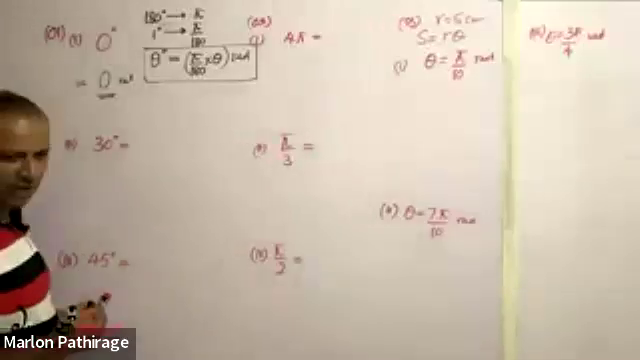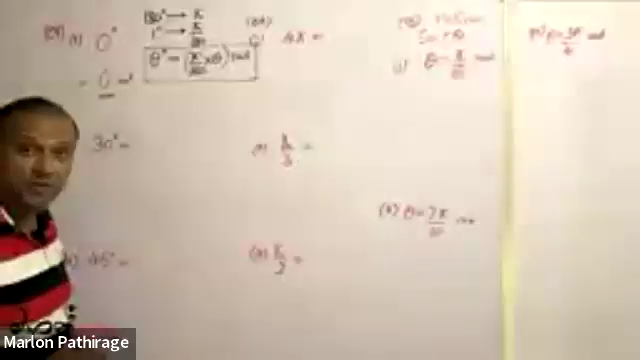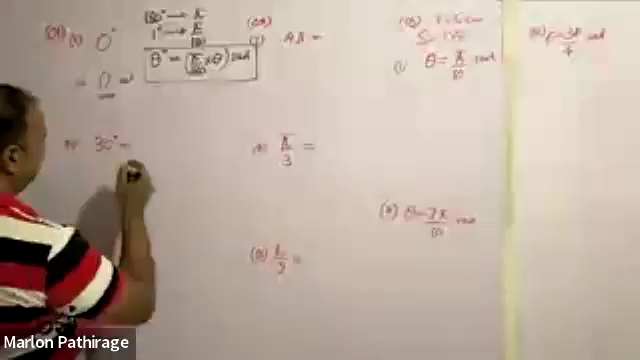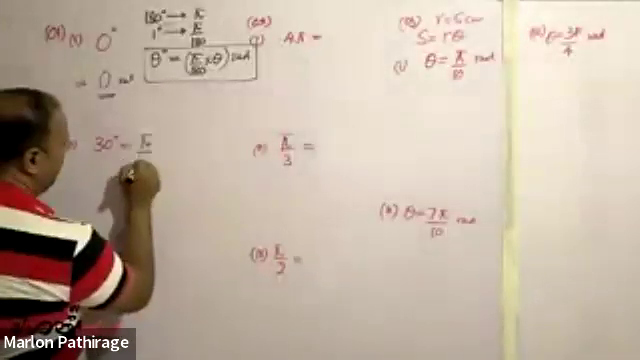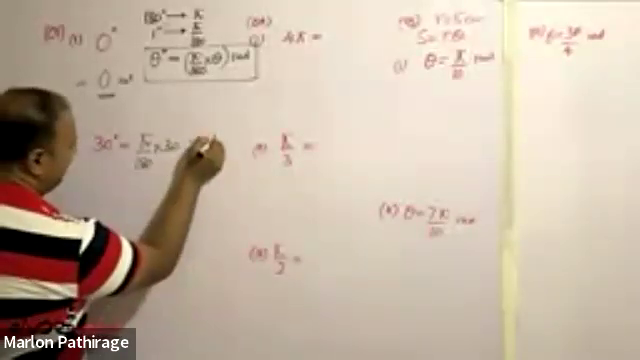Here, this one. Look. Theta degree means you have to multiply it by 5 over 180. 5 over 180 into theta radian.